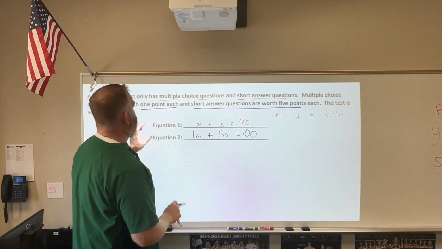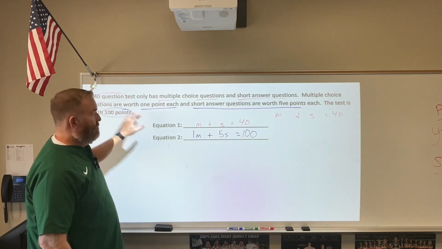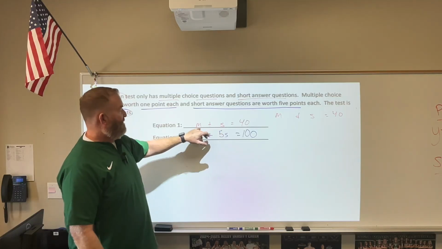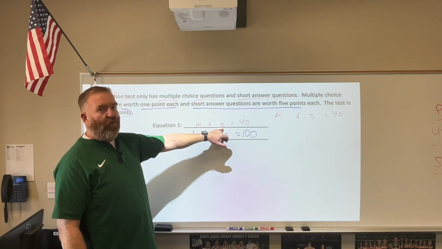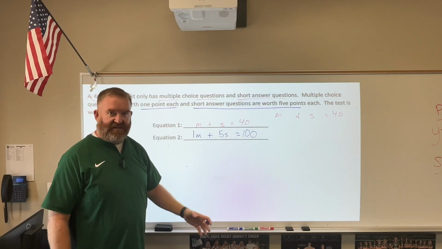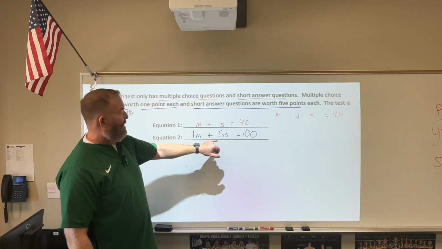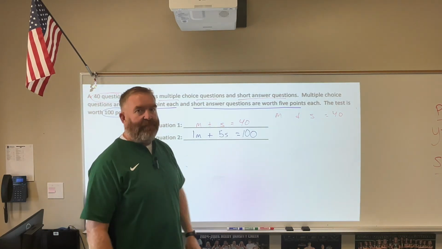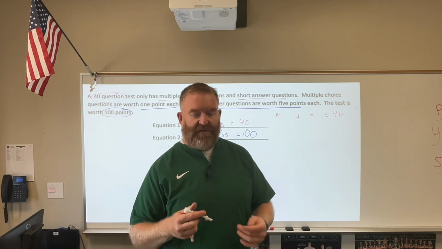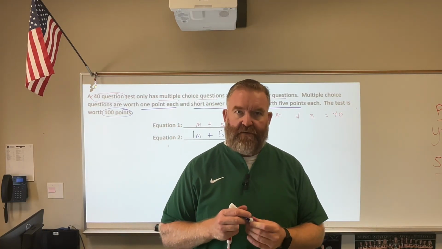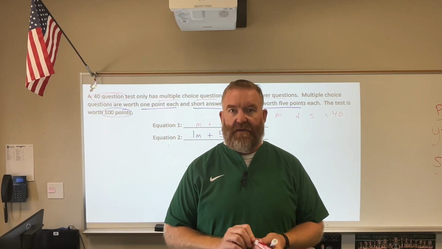You have 2 different values. You have 40 questions, so it equals 40. When I talk about the type of questions, it doesn't matter what they're worth. It's just 40 questions on the test. Now we've got 1 point and 5 points to add up to be 100 points. So you're looking for the separate values so that you can write the equations out.